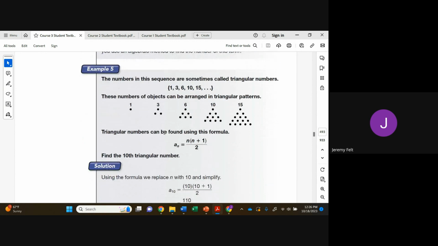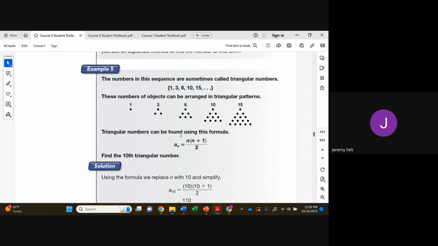The numbers in the sequence are sometimes called triangular numbers. 1, 3, 6, 10, 15. These numbers of objects can be arranged. We have 1, and if we make a second row with 2, we're going to have 3. Third row with 3 is going to be 6. Fourth row, 10, 15, and continuing on. This one would be a little bit more difficult to just come up with in looking at these few numbers. Okay?